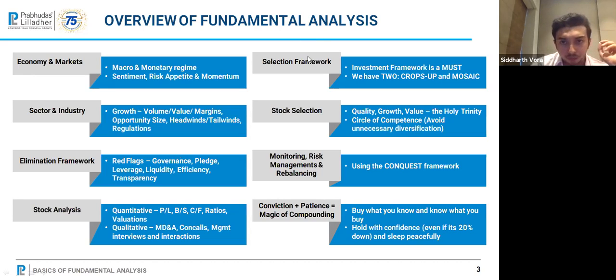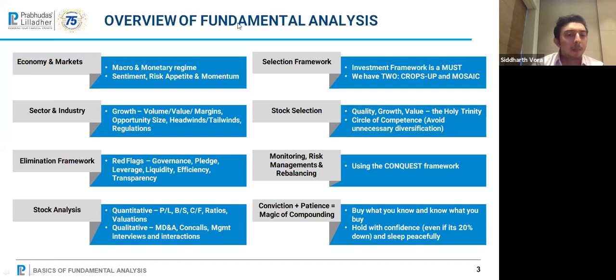Now, what do we do? Two things, quantitative evaluation and qualitative evaluation. Quantitative evaluation, what are the tools that you can use to evaluate a company on a quantitative basis? We need to look at, as you all must know, profit and loss, balance sheet, cash flow, ratios, and valuations. These are just the areas where you need to look. I'm not telling you what to look at yet. I'm telling you where to look. So we look at these financial statements.